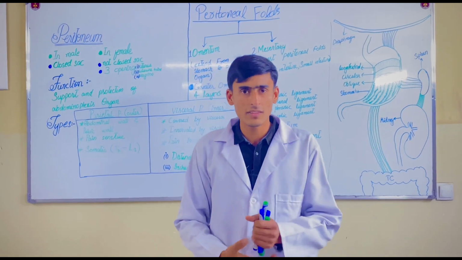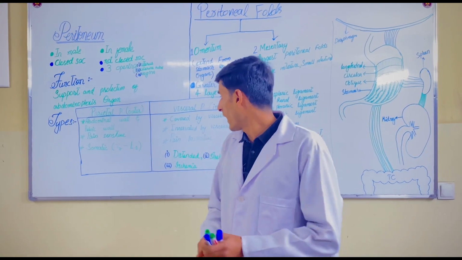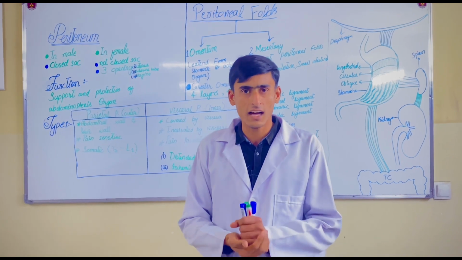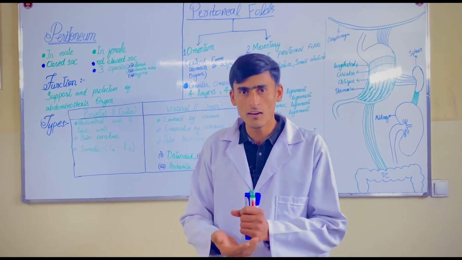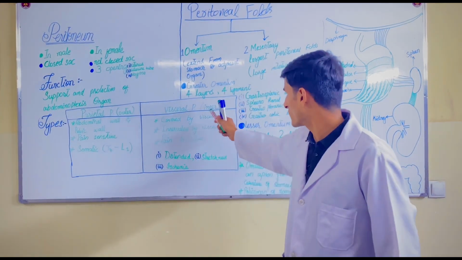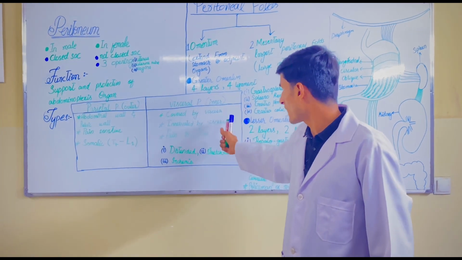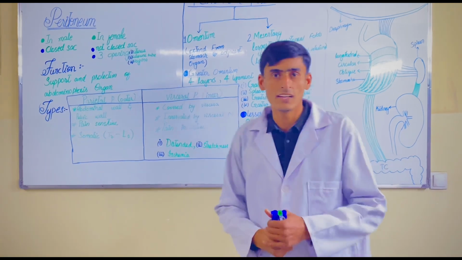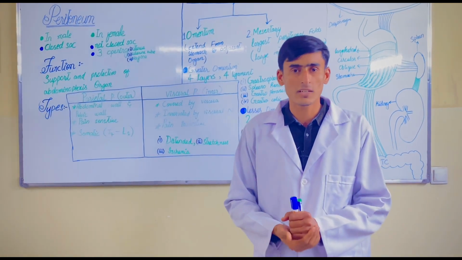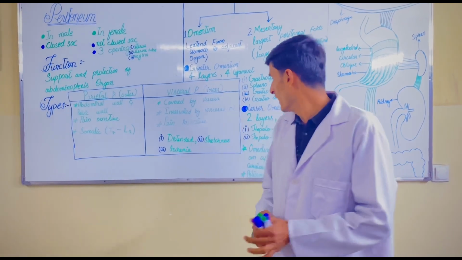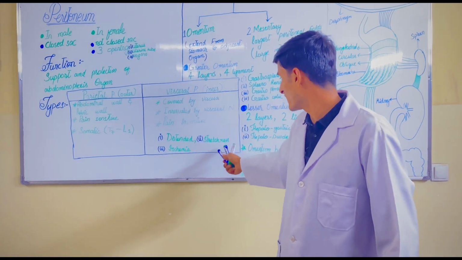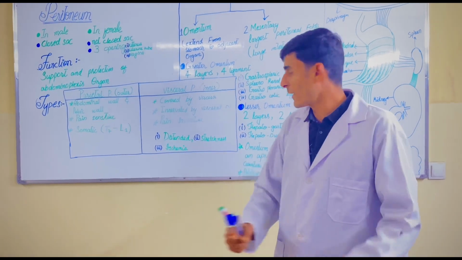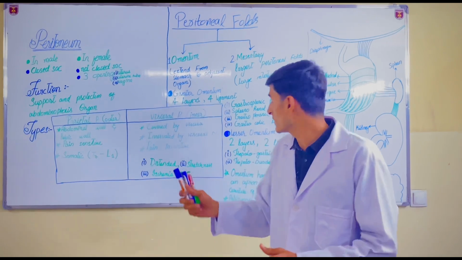They are pain sensitive and innervated by somatic nerve, which is T7 to L1. Then we discussed visceral peritoneum, covered by viscera and innervated by visceral nerve, which are pain insensitive, with some exceptions. You know, exception is always there. During distension, stretching and ischemia, they are pain sensitive, otherwise pain insensitive.